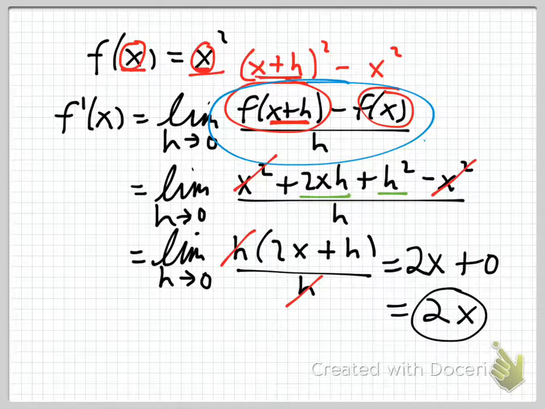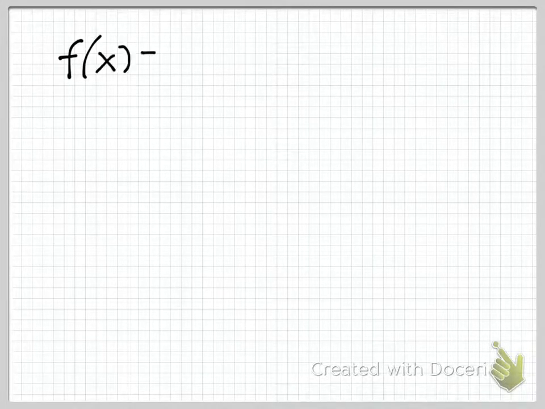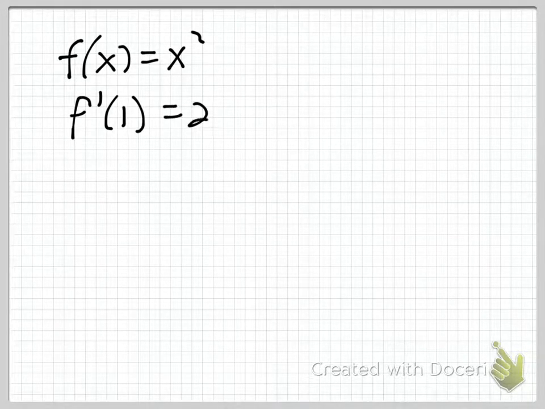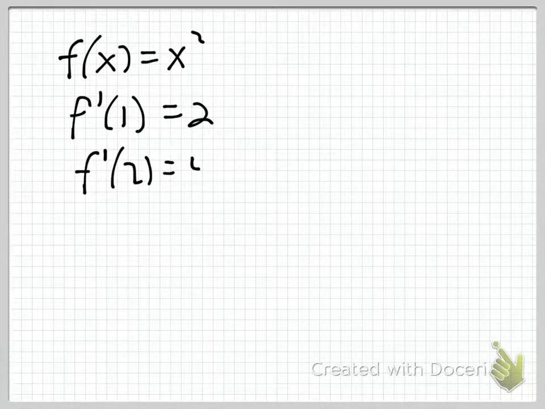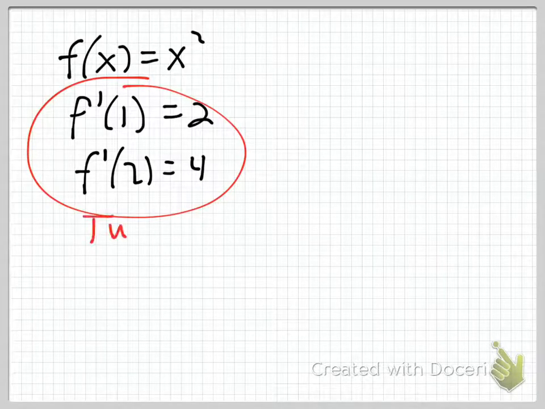Okay, and so this is kind of interesting, what we did the other day, and now what we're doing here with finding f prime at just x. And so let's summarize what we did the other day. We found that, for f of x equals x squared, f prime at 1 was equal to 2. We also found that f prime at 2 was equal to 4. So this was on Tuesday, Wednesday, whichever class you're in.